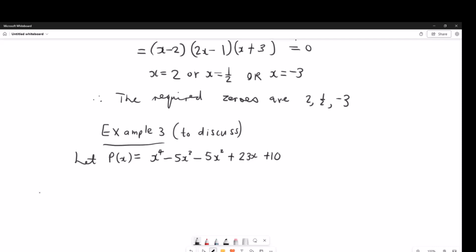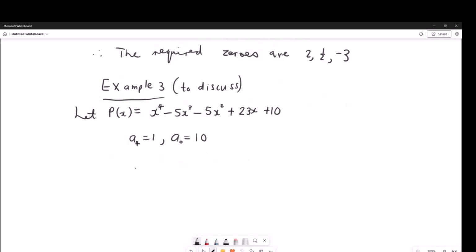So there's P of x, a fourth degree polynomial. Here, my leading coefficient a4 is equal to 1, and a0, the constant coefficient, is equal to 10. Of course, you'll have plus or minus 1 as a factor of 1. Plus or minus 1 is also a factor of 10. And then there are also plus or minus 5, plus or minus 2. So the possible zeros are the following.